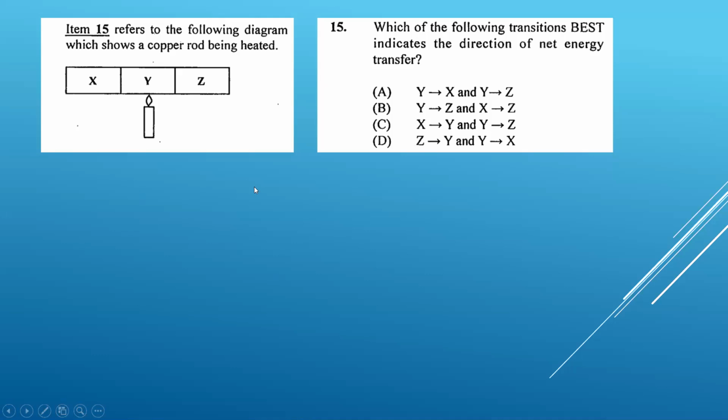All right, number 15. So we have X and Z at the extreme, and therefore the heat is being applied directly at Y. Now we know that heat travels from warmer areas to cooler areas, and therefore it will travel from Y to Z and also Y to X. All right, so Y to X and Y to Z. You should have A for your answer.